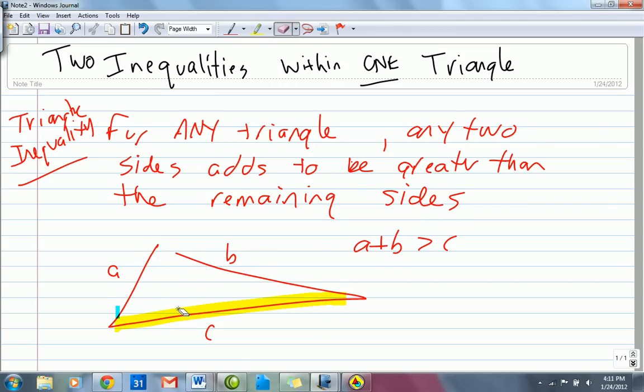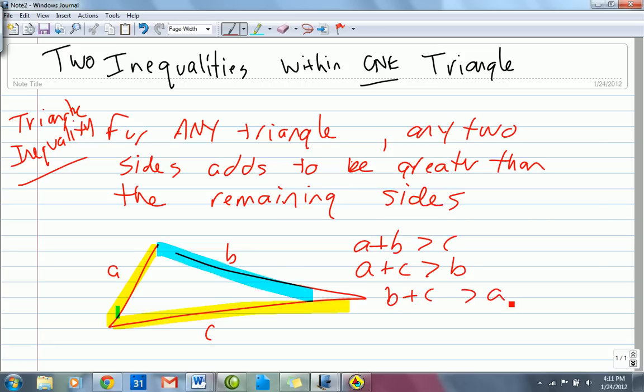Additionally, the other possibilities also must uphold. Okay, A plus C has to be greater than B. So A plus C has to be greater than the remaining third side. And finally, the last option would be B plus C has to be greater than A. Okay? So that's what's called the triangle inequality. And we can use this.